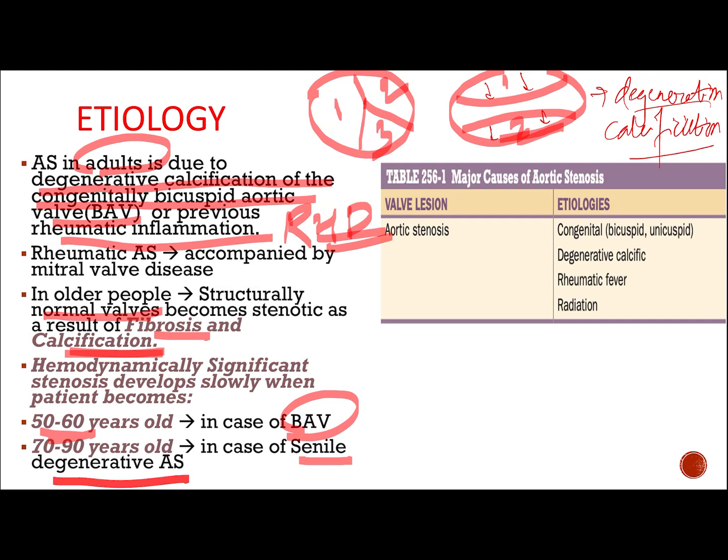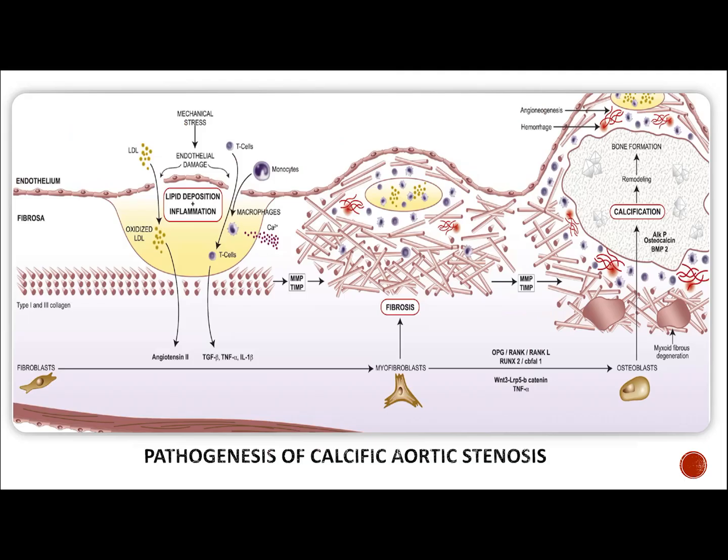Other causes include radiation as well. So here congenital is the most common cause, right? Bicuspid or unicuspid, degenerative calcification, rheumatic heart disease, and radiation at last, right? Now here I'm showing the pathogenesis of calcification of the aortic valve. How does calcification really occur? How does fibrosis really occur, which leads to stenosis of the valve?